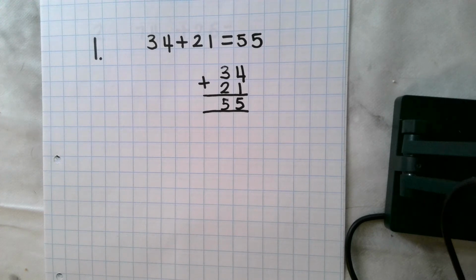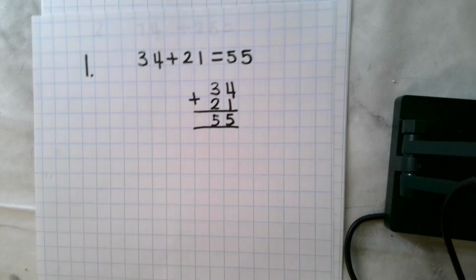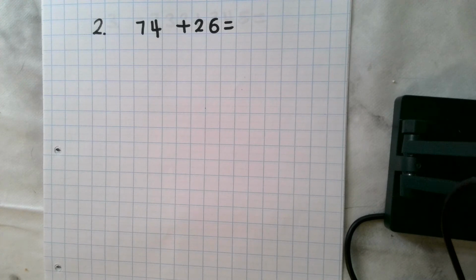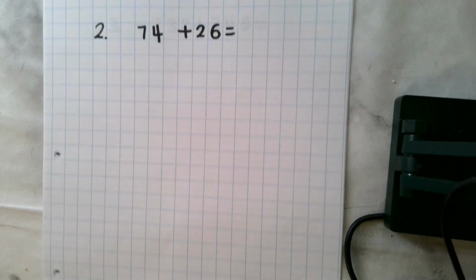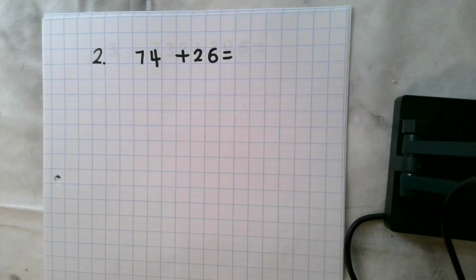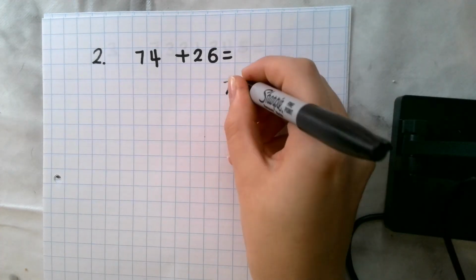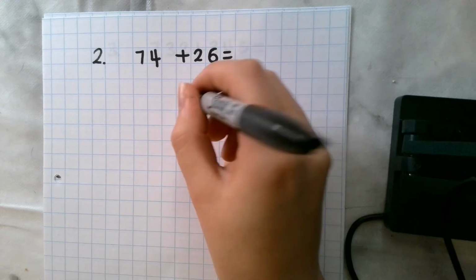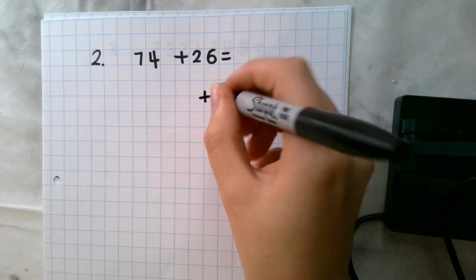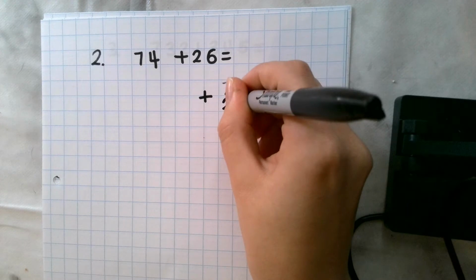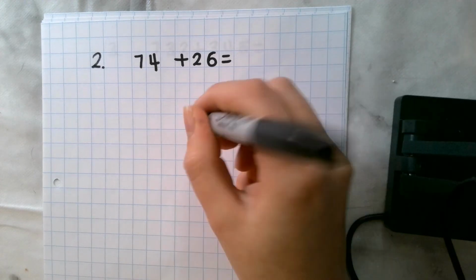Okay, let's move on to the next one. So we've got 74 and 26. So I'm going to write these in my column. So I'm going to put 74 at the top because it's my larger number. And then I'm going to put my 26 just underneath.